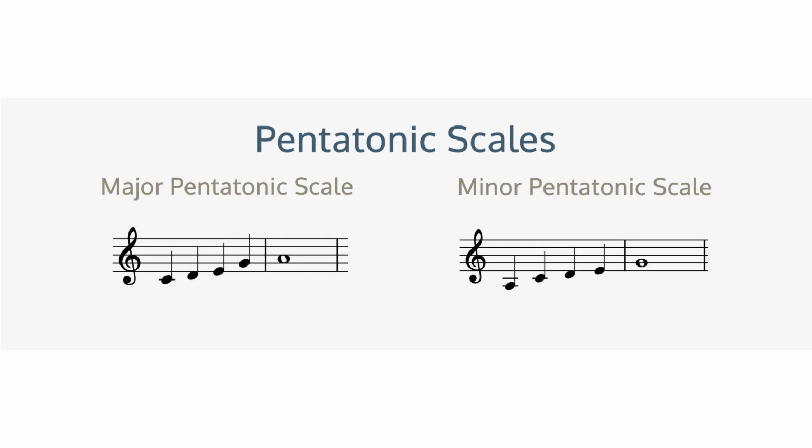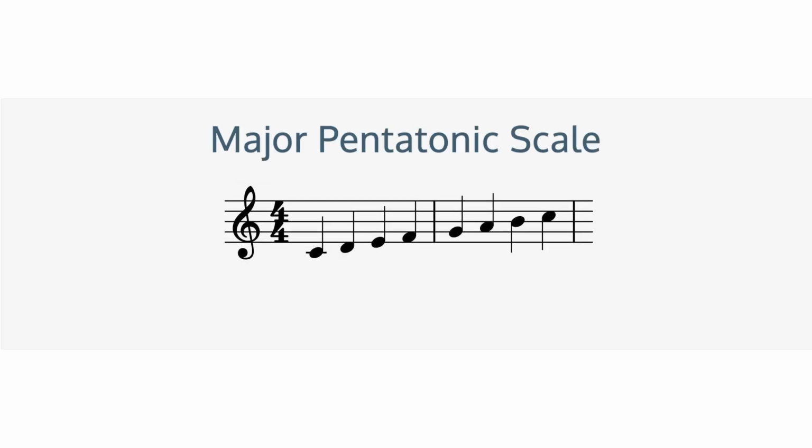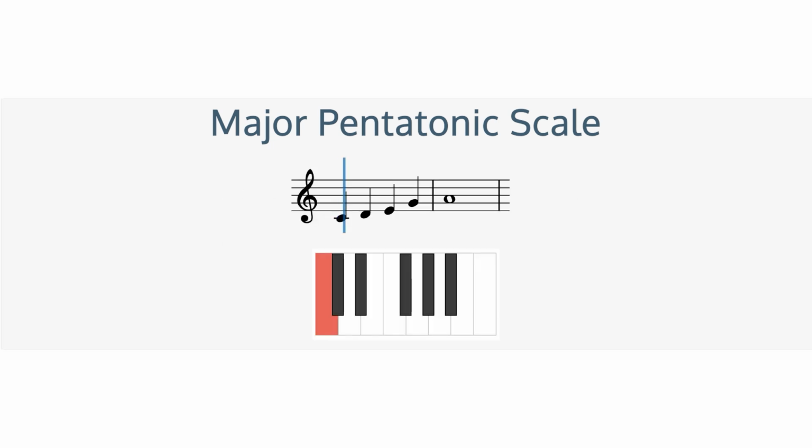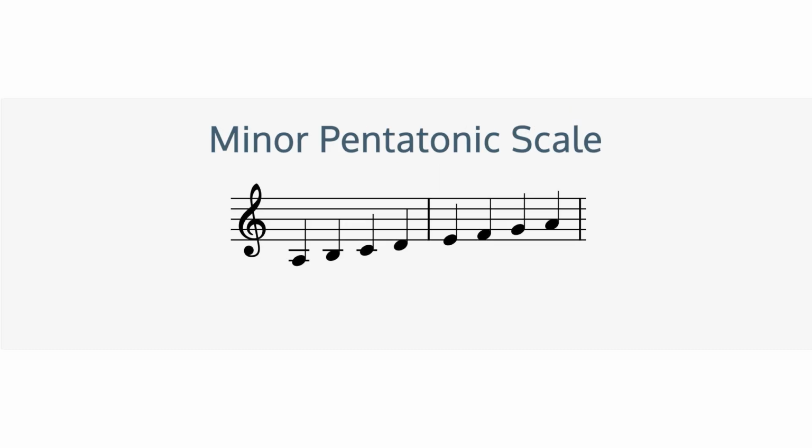Pentatonic scales are scales with 5 notes. Let's start with a simple C major scale. If we start with C and use the first, the second, the third, the fifth and the sixth notes from the major scale, we get the major pentatonic scale. If we take the first, the third, the fourth, the fifth and the seventh notes from the minor scale, we can produce the minor pentatonic scale.